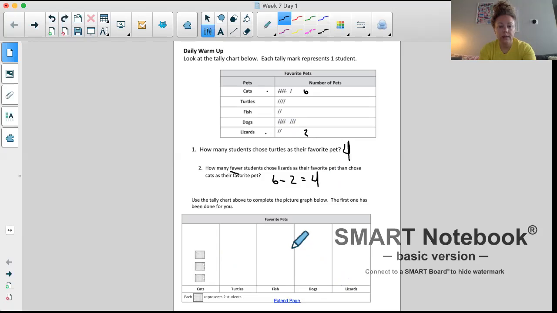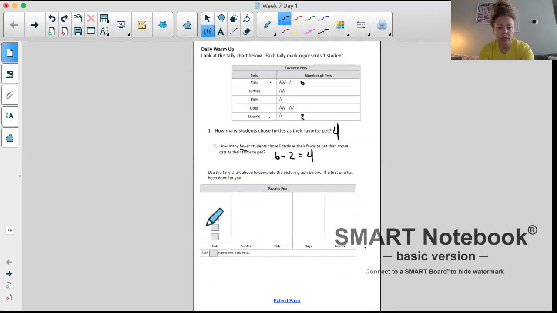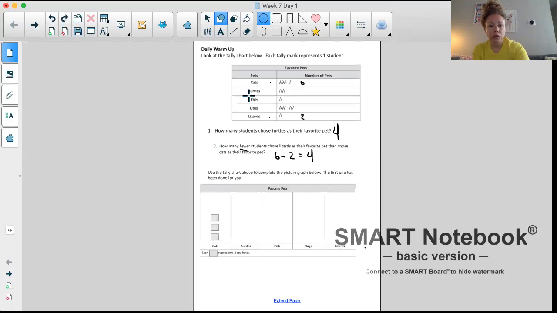So this down here is showing that each of these equals this one. There we go. Each of these equals 2 students. So 2, 4, 6 like cats, and we can refer to the top to make sure that's correct. I'm gonna draw little squares with this tool here. So for turtles, we have 4. So if each box represents 2, 2, 4, I need 2 boxes.